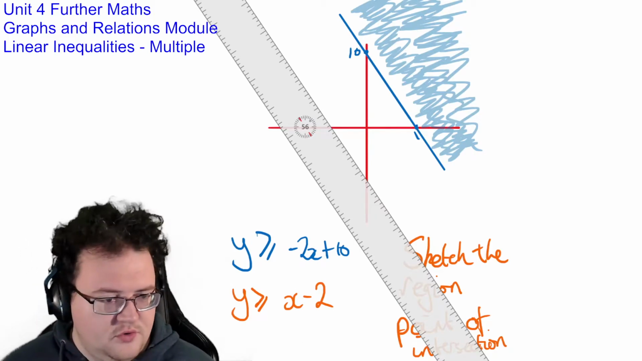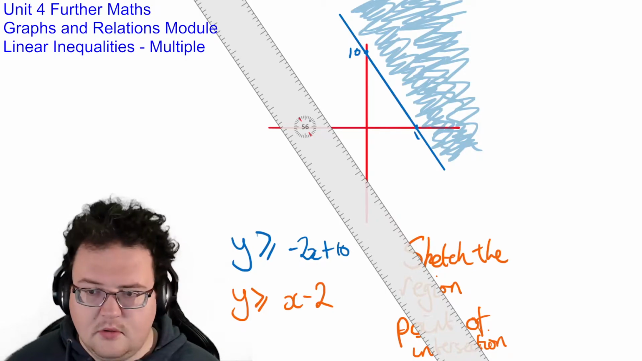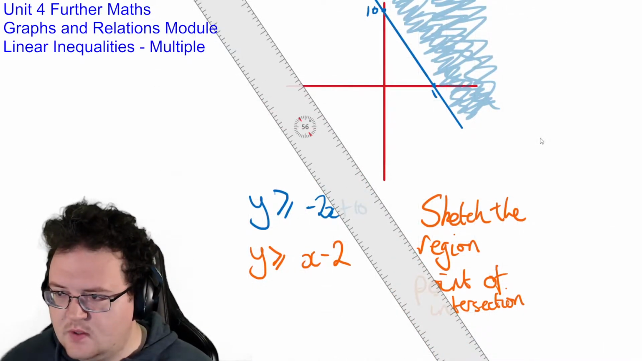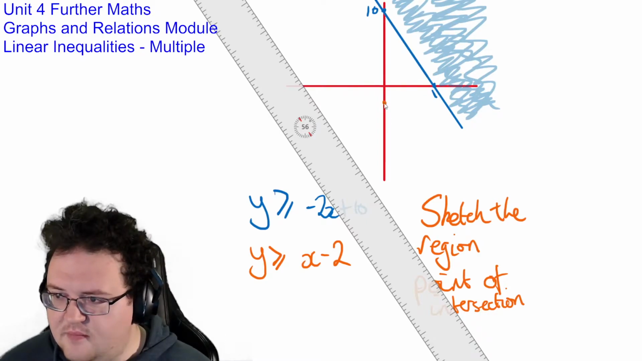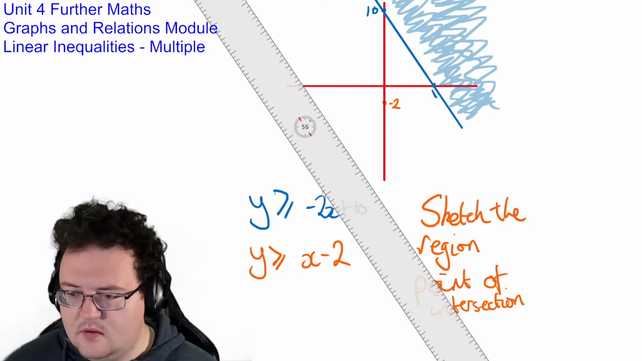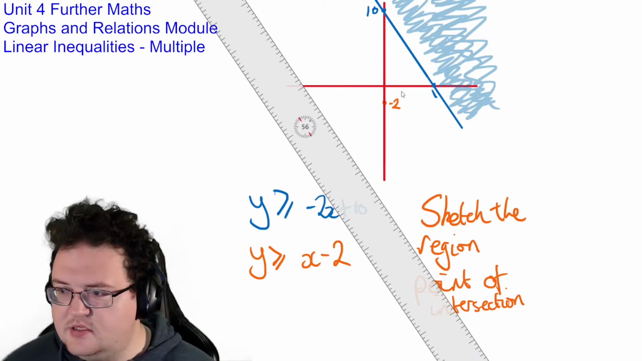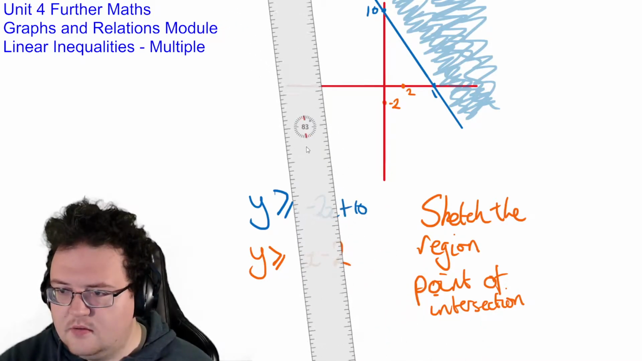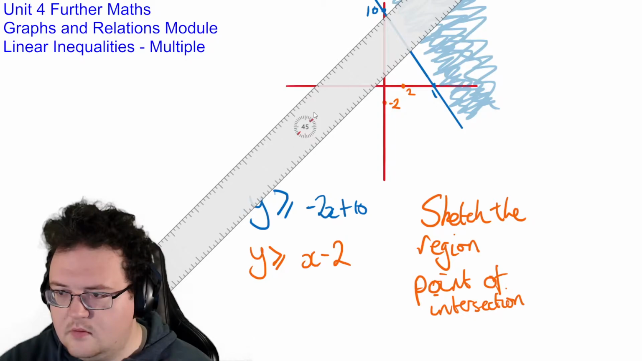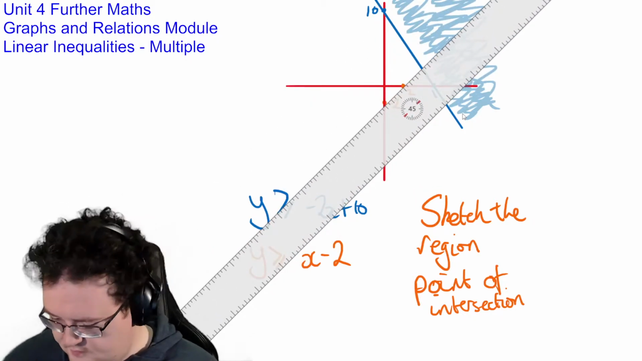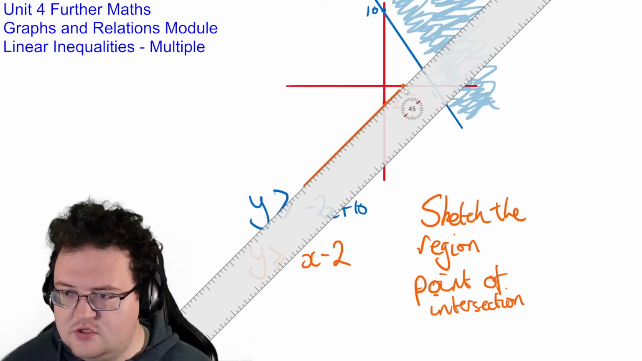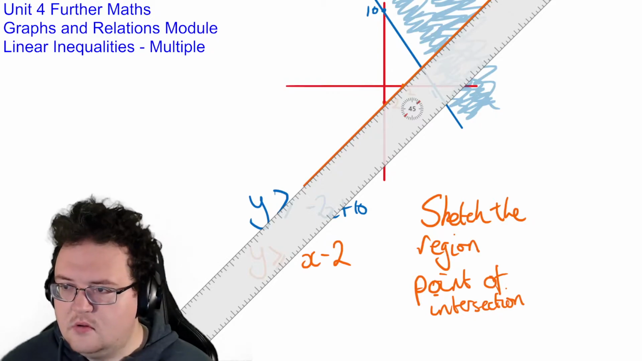And now I'm going to move on to my next one. So when x equals 0, y equals minus 2. So that's going to look something like about there. And when y equals 0, x is going to be equal to 2. And again, because this is greater than or equal to, I can put a solid line right through there.